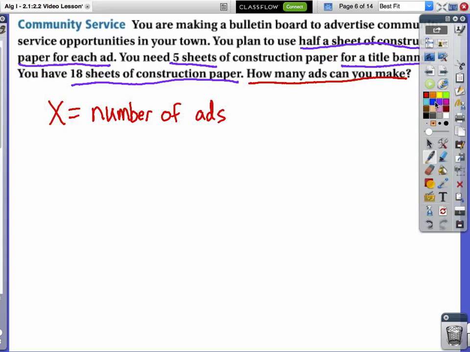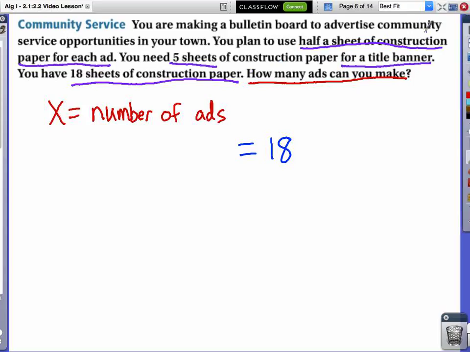Okay, so now we need to try to write an equation. We use the given information, so we know it has to equal a total of 18 sheets. Within that bulletin board, it says we're going to use half a sheet of construction paper for each ad. So 1/2 sheet for every ad we have, and we don't know how many, so we're going to use our variable, x. It says we also have to make a title banner that takes up 5 of the sheets, so plus those 5 sheets. So here is our equation.